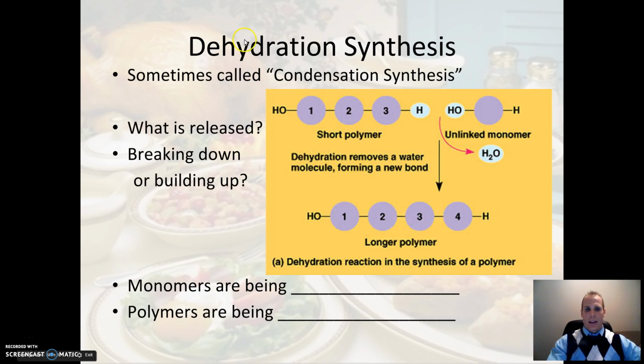So in the case of dehydration synthesis, where you're linking monomers, monomers are being strung together, and polymers are being elongated. Monomers are being used, polymers are being made.